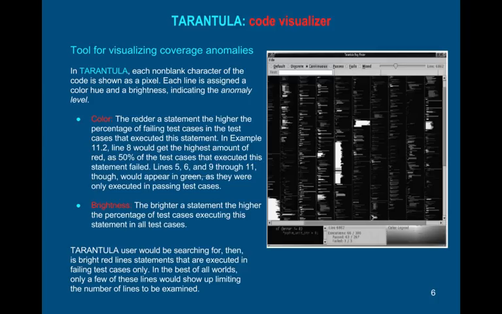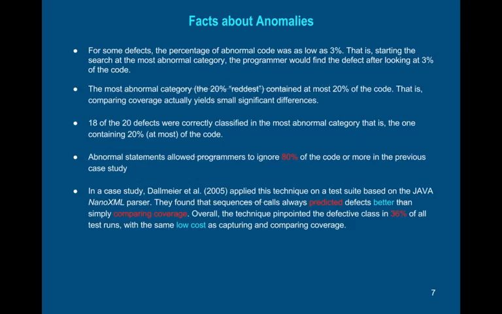And for the brightness, the brighter a statement, the higher the percentage of test cases executing the statement in all test cases. And what this tool's user would be searching for then is bright red line statements that are executed in failing test cases only. And in the best of all worlds, only a few of those lines would show up, limiting the number of lines to be examined. Facts about anomalies: for some defects, the percentage of abnormal code was as low as 3%. That is, starting the search at the most abnormal category.